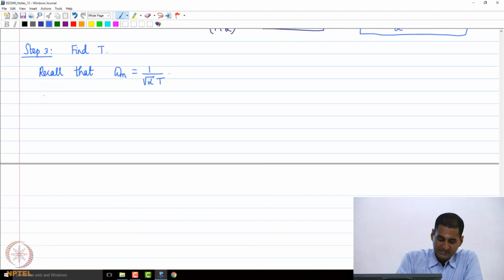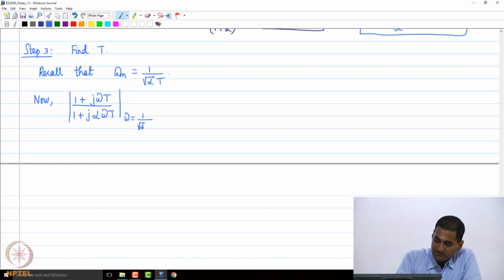Okay. So, this expression I leave it to you as homework. The magnitude of (1 plus j omega T) divided by (1 plus j alpha omega T) at omega equals 1 divided by square root of alpha T, that is going to be equal to 1 by square root of alpha. Okay.